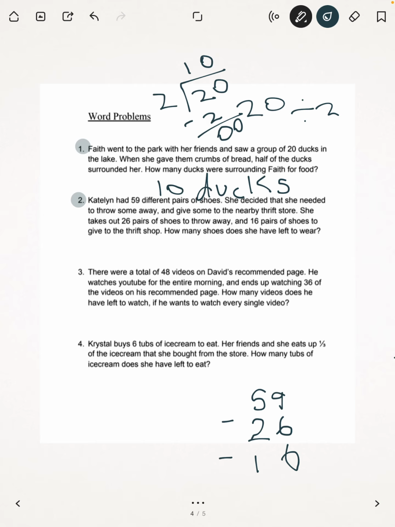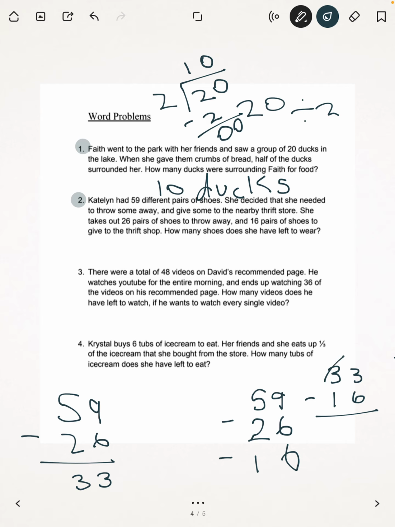So what to do is 59 minus 26. If you do that, 9 minus 6, 3. 5 minus 2 is 3. And she also gave away to the thrift store. So let's do 33 minus 16. If you do that, 3 can't go into 6. So you cross this out. You borrow from 2. This one equals 13. And if you subtract that, it equals 7. 2 minus 1 equals 1. So in total, she has 17 shoes left.